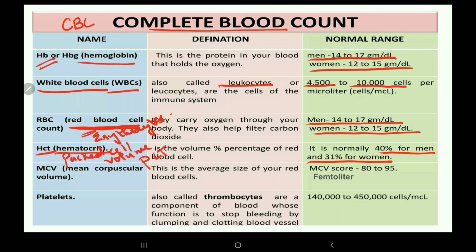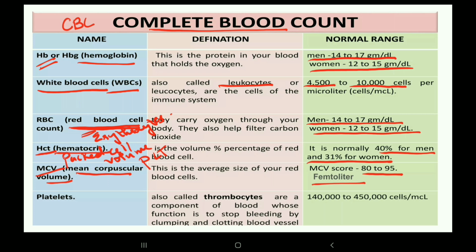The next parameter is mean corpuscular volume. In short, it is called MCV. The normal range or normal score of MCV is 80 to 95 femtoliter. Mean corpuscular volume measures the size of the red blood cells. It helps to evaluate the size of the red blood cells, whether they are too big or too small in size. Now we know that RBCs carry oxygen throughout the body to support the health and the functions of organs and tissues. Changes in size, changes in volume can affect the distribution of oxygen throughout the body.